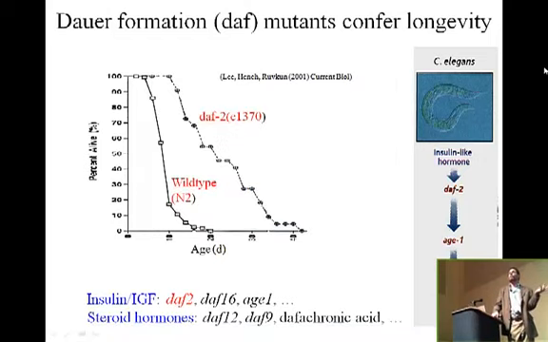And these also have effects on aging. And if they're mutant, you get long-lived worms. So it's a little more complicated than how it worked. And they didn't know what the hormones were. So they had this nuclear hormone receptor, DAF12 in particular.